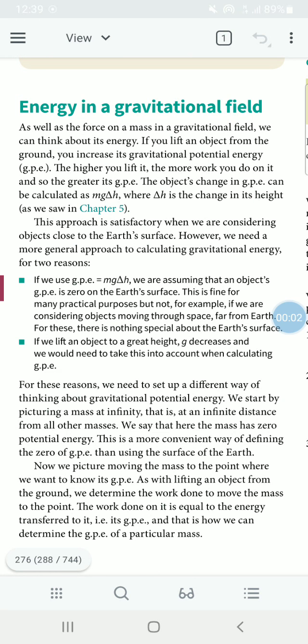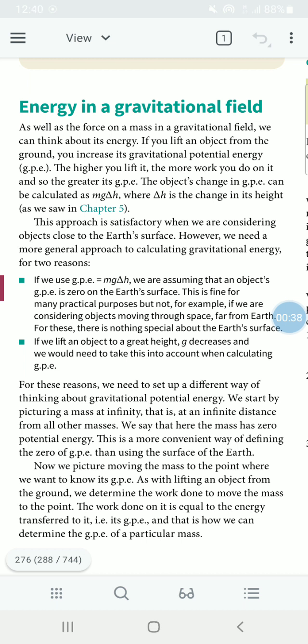Physics, Chapter 18, Theory 4: Energy in a Gravitational Field, as well as the force on a mass in a gravitational field. We can think about its energy. In our earlier questions and theory explanation, we realized that there was a force that resulted from the gravitational field. So now we are going to find out how it relates to the energy contained in that field.